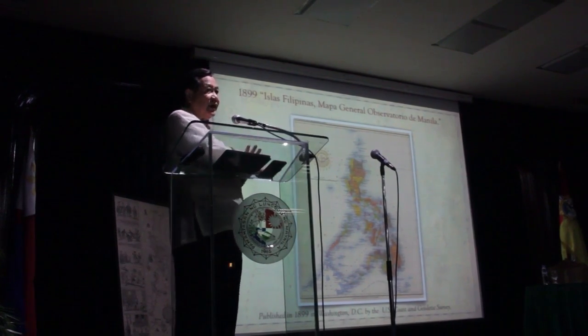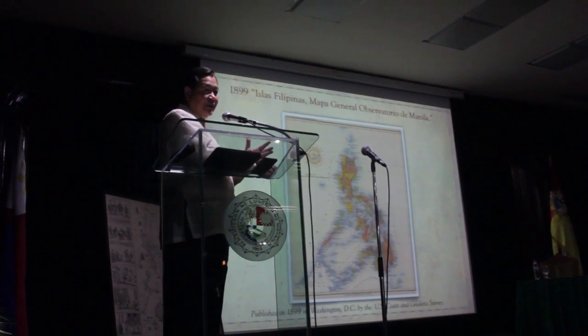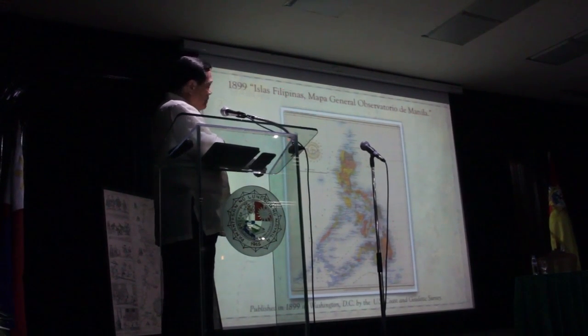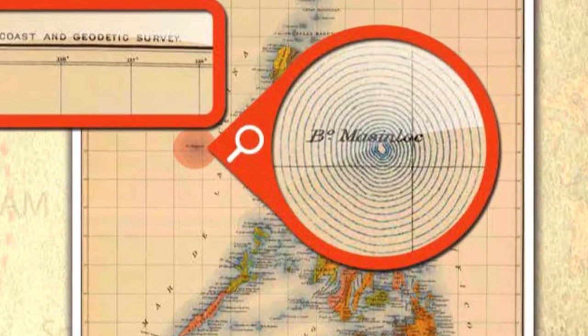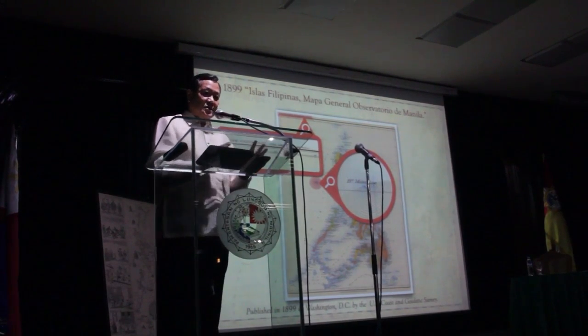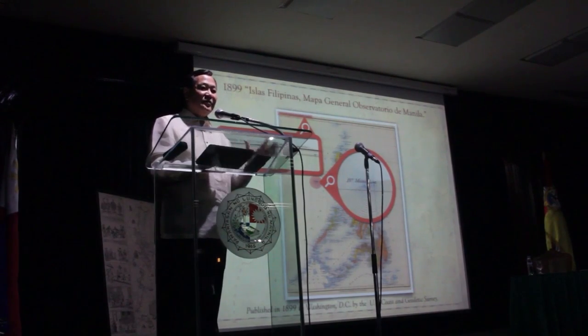We now come to the American era. They first came here in 1898 when they defeated the Spaniards. The first map that they came out with is the 1899 map, this one. And it shows Bajo de Masillo. And it shows United States Coast and Geodetic Survey. So, an official map of the U.S. They know that Scarborough Shoal is part of the Philippines.